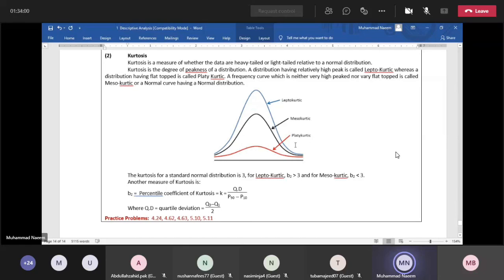This flatness is called platykurtic. Platy means flat. Mesokurtic is normal. And leptokurtic means with a high peak. We calculate these coefficients with these formulas. Also, we have some alternatives. You can observe them from these problems.